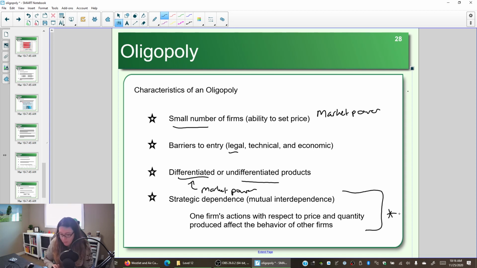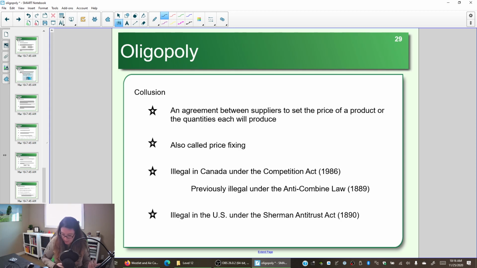Behavior of one impacts the behavior of another. Now, because of this strategic dependence or mutual interdependence, because the behavior of my company impacts you and your company impacts me, there's an incentive to collude. Right? If we're both going to be impacted by each other's behavior, we might as well get together and plan together. This is collusion, also called price fixing. It's an agreement between suppliers to set prices or quantities.